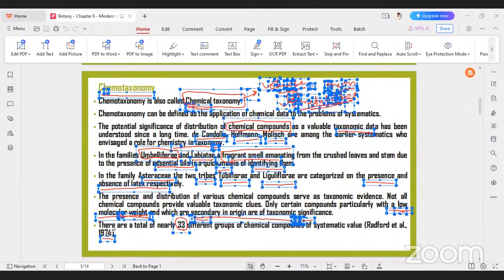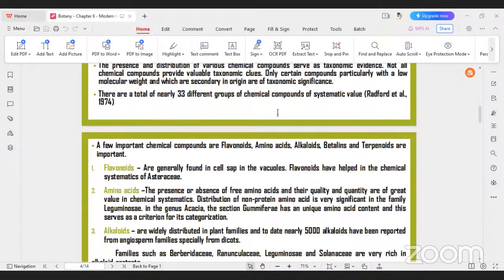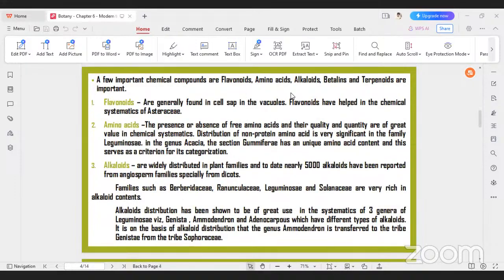And next one. The few important chemical compounds are flavonoids, amino acids, alkaloids, betalains, terpenoids. These are important. Let's discuss one by one.